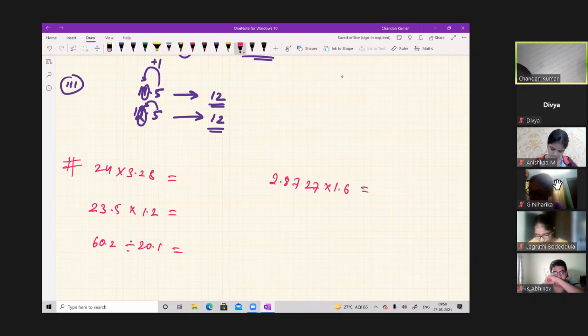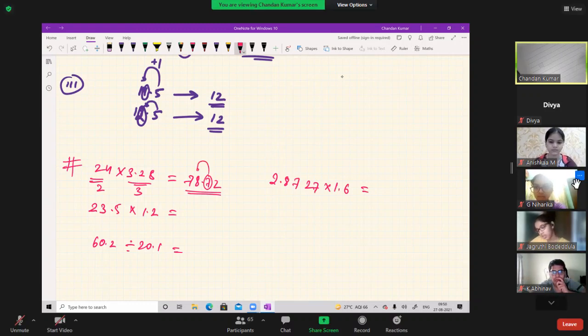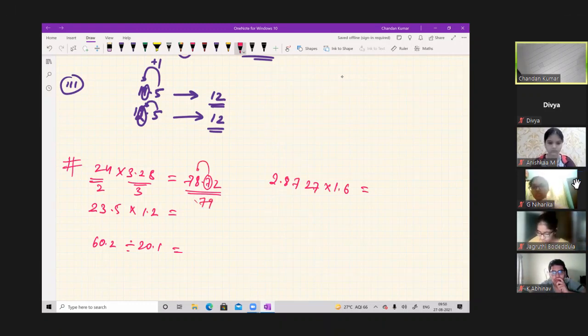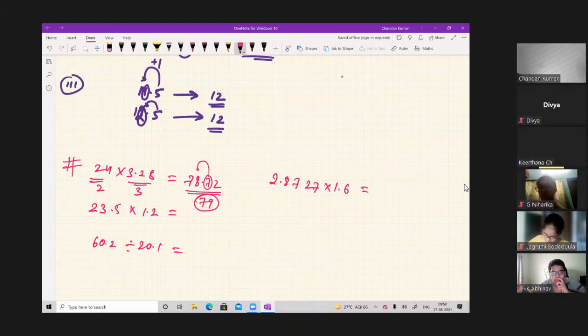So this will become what? 78.72. Here we have 2, here we have 3. So the answer must be in two significant figures, so it will be rounded off. The 7 will be added to this 78. It will become what? 79. Everyone getting the same answer? Yes, sir.